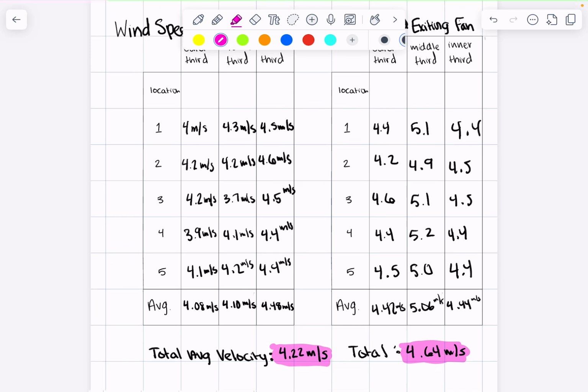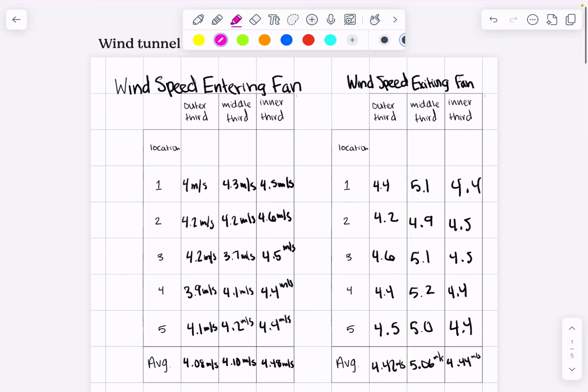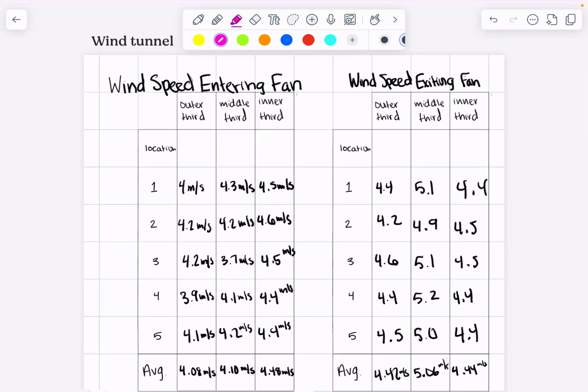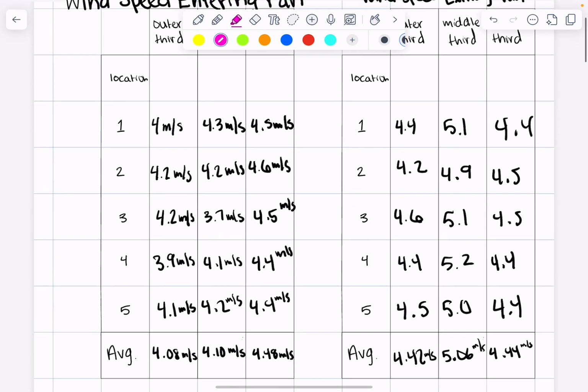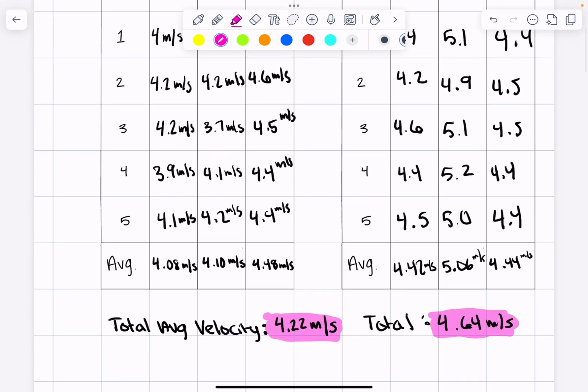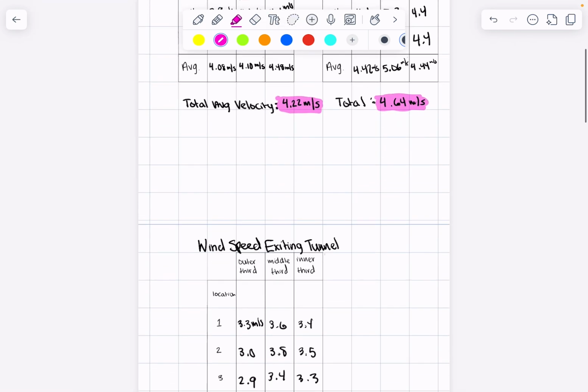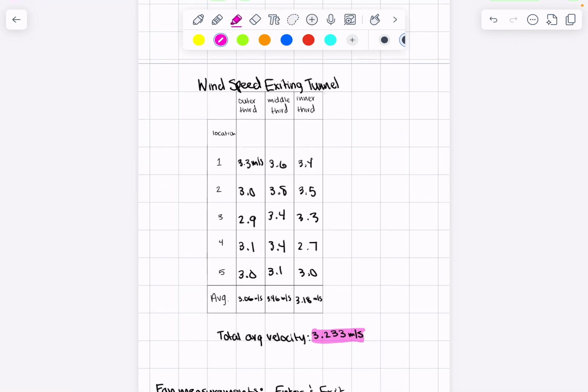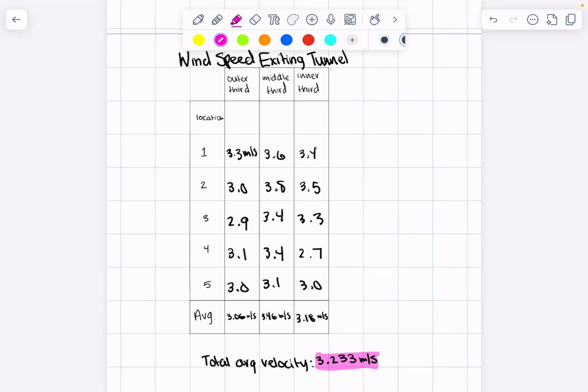I then repeated those same steps for the wind speed exiting the fan, which you can see here. I got the average velocity to be 4.64 meters per second, and repeated those same steps for the wind speed exiting the tunnel, which I got a total average velocity of 2.33 meters per second exiting the cardboard tunnel.